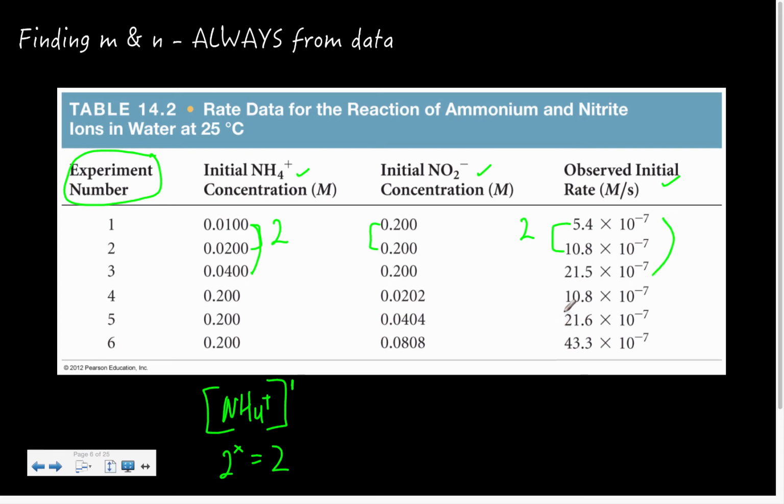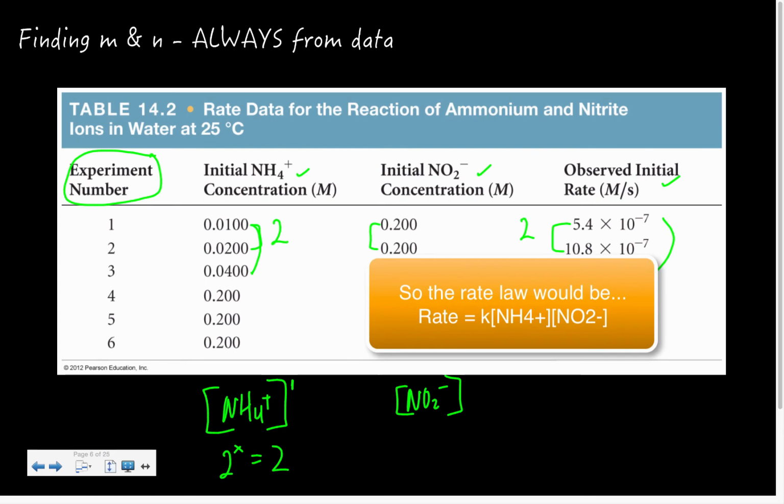Okay. If we wanted to find the effect of NO2 on the rate, we would do the same thing right here. We would look at these. This stays constant. This doubles. As that doubles, this doubles. So again, 2 to the what gives us 2? This would also be first order with respect to nitrite.